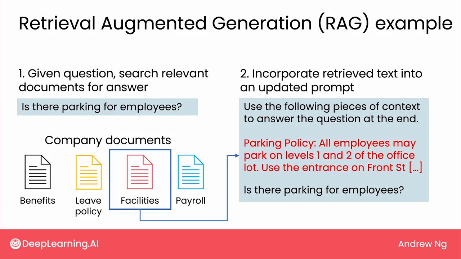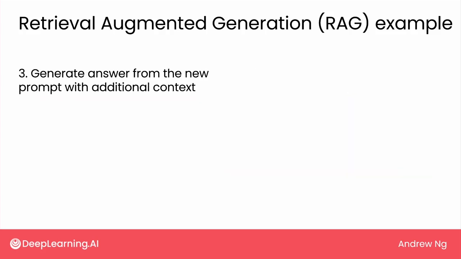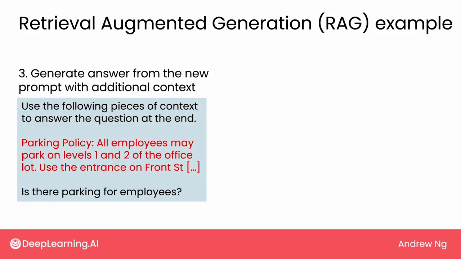So this is called retrieval augmented generation, or RAG, because we're going to generate an answer to this, but we're going to augment how we generate text by retrieving the relevant context or the relevant information and augmenting the prompt with that additional text. Having constructed this prompt, the final step is to then prompt the LLM with this rich prompt, and hopefully the LLM will then give us a thoughtful answer, telling us about where we can park.